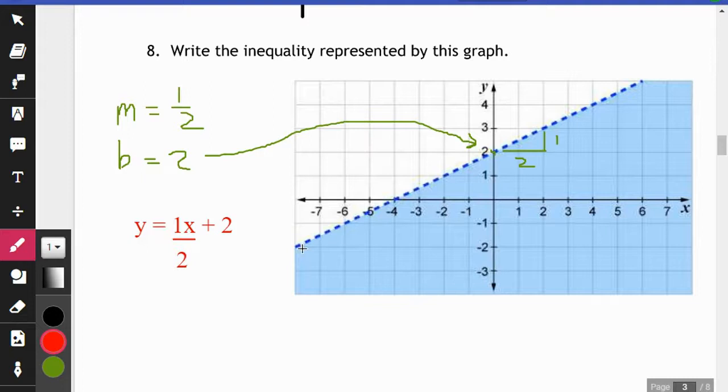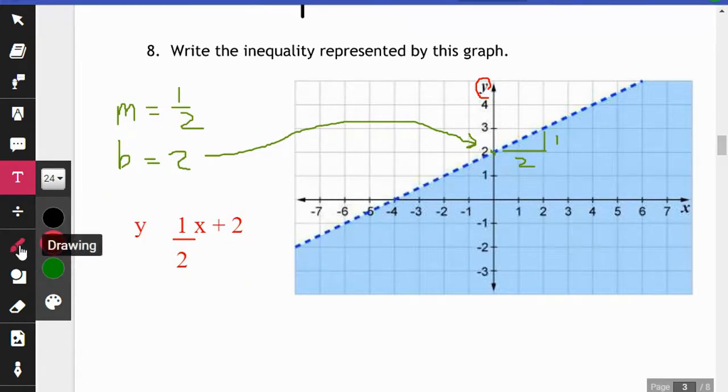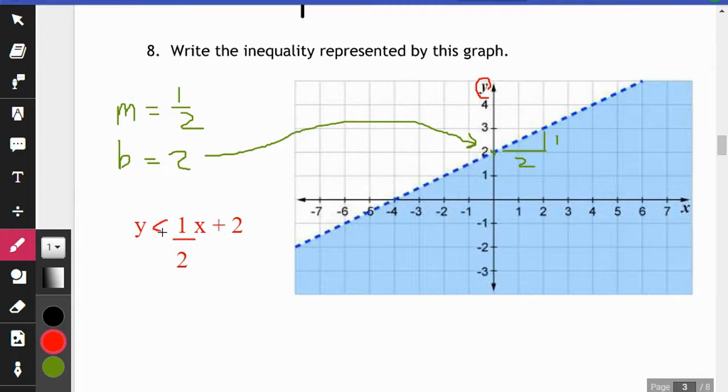We want all of the things under this line. So we want the y's that are below this line. Not the y's above this line, because this is the y-axis. We want y's that are below the line. So I want y to be less than this. So instead, let me just make this a little prettier. There, great, 1/2 x. And this right here is going to become less than, because I want the y's that are below this line.